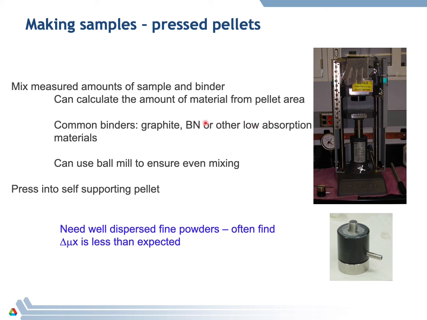The graphite and boron nitride are good if you need to heat up the sample, but there are other binders that can be used. You might want to mix the binder and the powder together in a ball mill or something to make sure they're uniformly mixed. And then just press it into a self-supporting pellet.